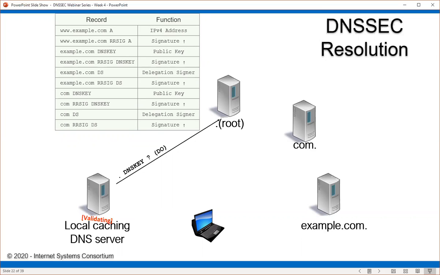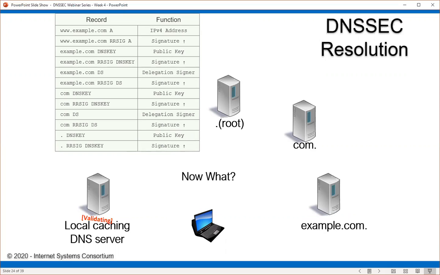So now, again, we have this signature. We need the key associated with it. Please give us the key for root. Root is going to give us back the key and the signature on the key. Well, that's fantastic. We've now gone as high as we can on the chain. So what do we do now?